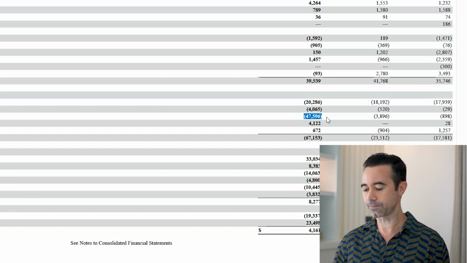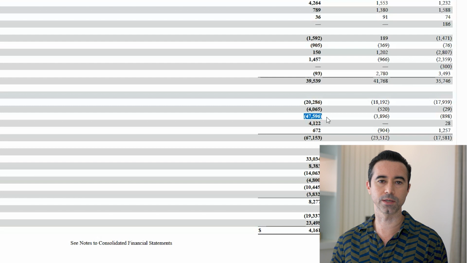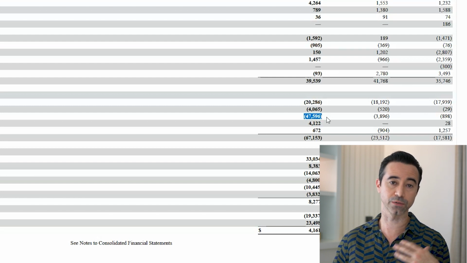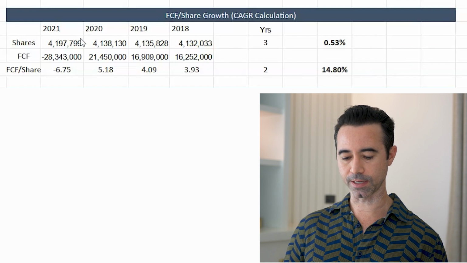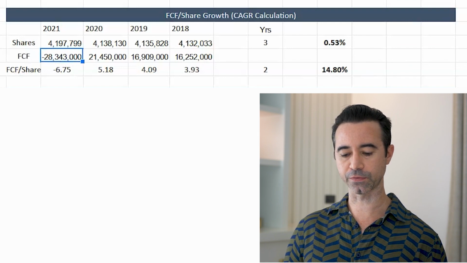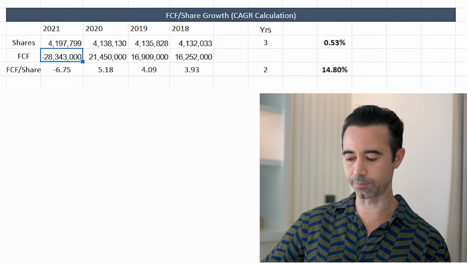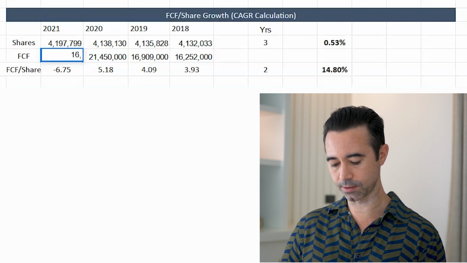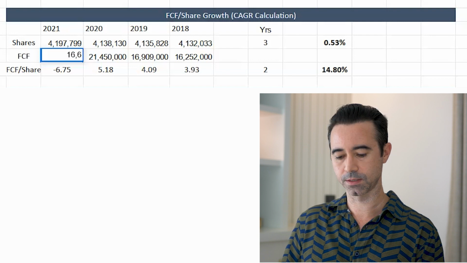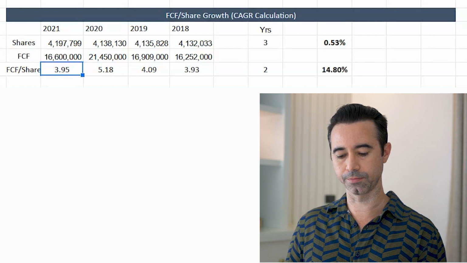So what do we do? Let's say 45 billion is going to come off of the free cash flow for this year to adjust it. So what that's actually going to do is look like this. Instead of free cash flow being negative 28 billion, we're going to make it positive 16 billion 600 million.